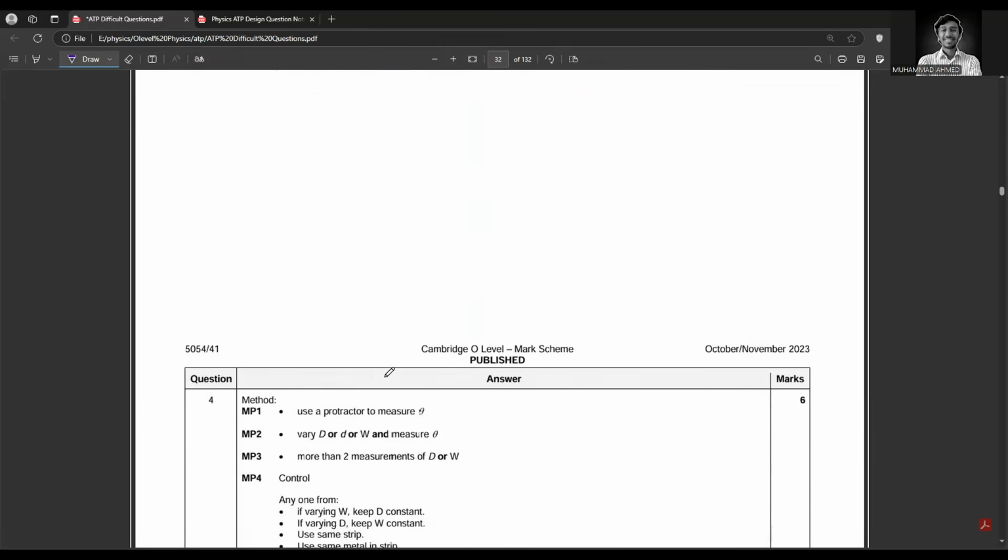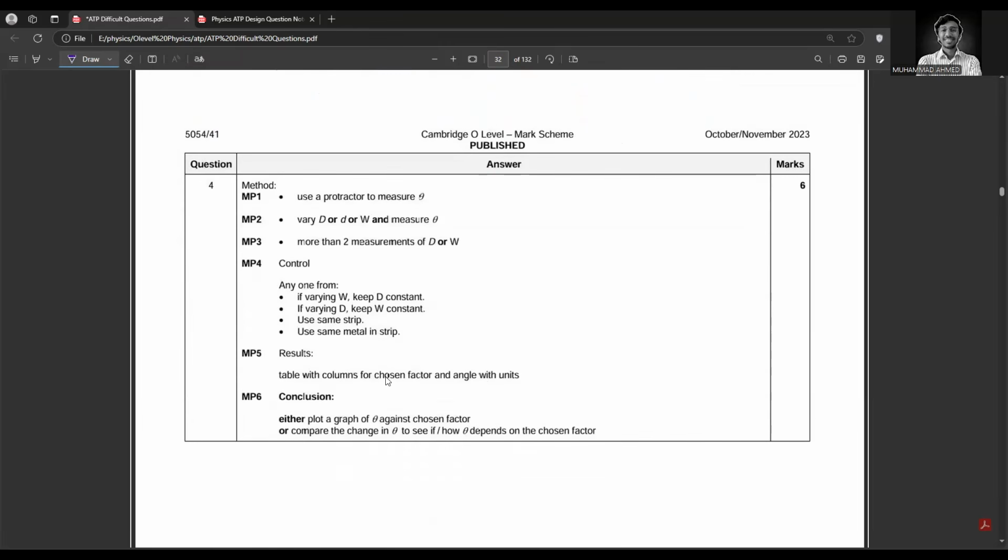Let's check the marking scheme. Use a protractor to measure theta. Vary W and measure theta. Perfect. More than two measurements for W. Perfect. Keep D constant. Use the same type of metal strip. Keep the length of the metal strip constant. Table with the chosen factors with the units. Plot a graph. Perfect. Compare the change in theta to the chosen factor. Simple, simple, simple. You will get 1 mark for each of them.